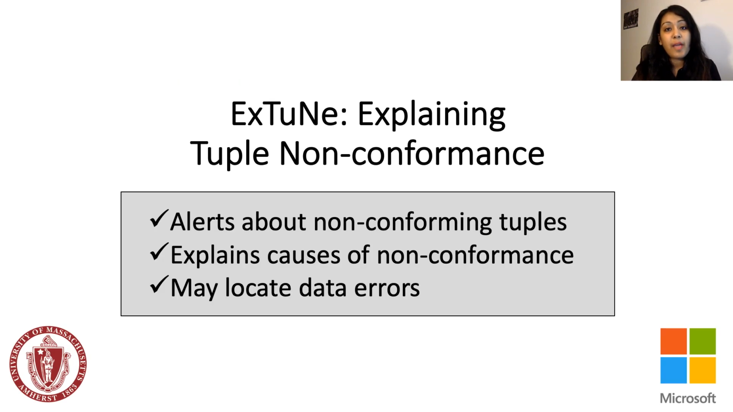The final point I want to make is that identifying a tuple as non-conforming only means that we should be careful about predictions made on that tuple by any machine learned model, since the model never saw such patterns during training. It does not necessarily mean that the data is incorrect. But data error is one possible reason for tuple non-conformance, and ExTuNe can locate those errors.